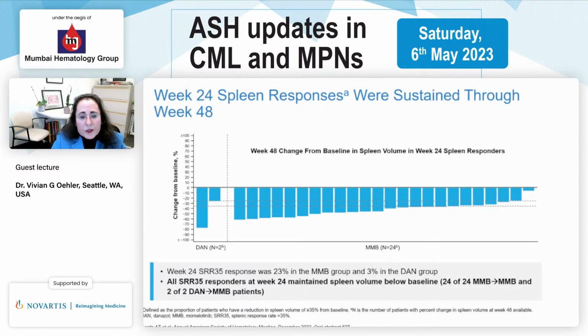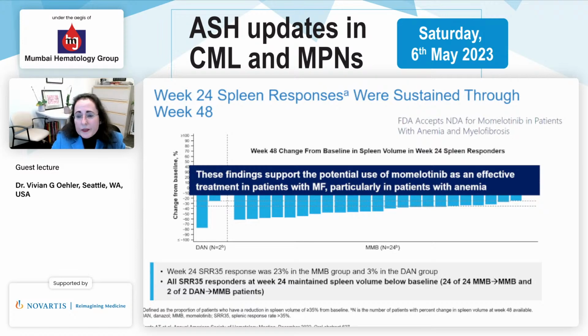The waterfall plot here shows spleen response, and this is spleen volume reduction 35%, which refers to a 35% or greater reduction in splenic volume. And this was achieved in 23% of momelotinib-treated patients versus 3% of danazol-treated patients. And again, this was maintained by all through week 48.